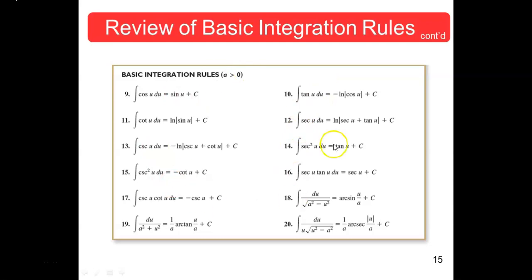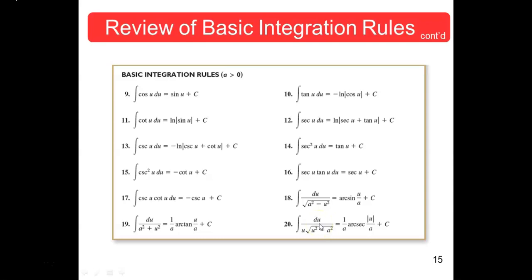And then of course we have a few other rules, the other trig functions, as you can see, the ln's. Cosecant goes back to minus ln of cosecant u plus cotangent u. We have secant squared, which of course goes back to tan u. And then once we get through all these, we go to our inverse functions.